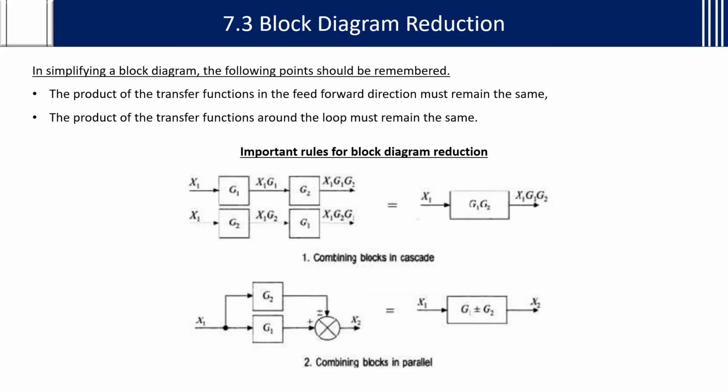Then block diagram reduction. Now we have seen what a block diagram is, the procedure, and how to make the block diagram, with an example. Now we will see how to reduce the block diagram. The following points are to be remembered: the product of transfer functions in the feed forward path must remain the same, and the transfer functions around the loop must also remain the same.